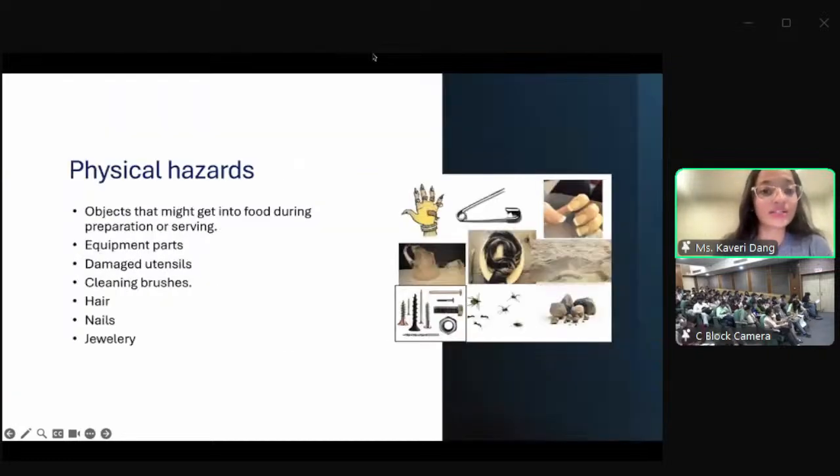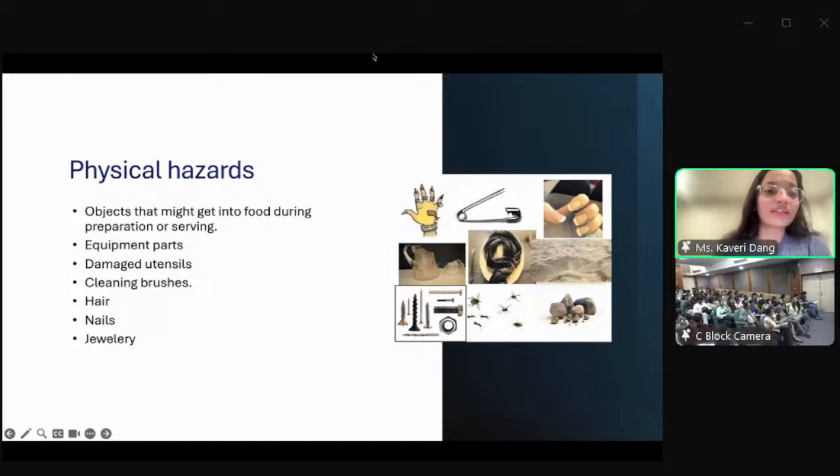And the last one is physical hazards. So physical hazards would be any sort of objects that might get into food during preparation or serving. That might include equipment parts like bolts, bearings, even metal shavings, damaged utensils, cleaning brushes, hair, nails, jewelry.